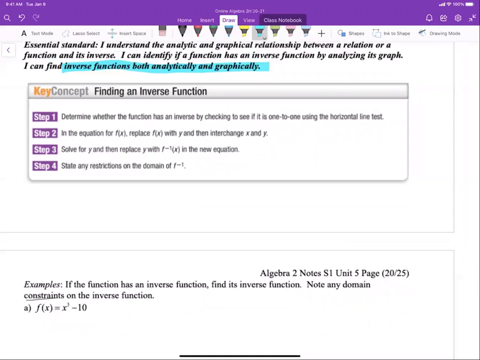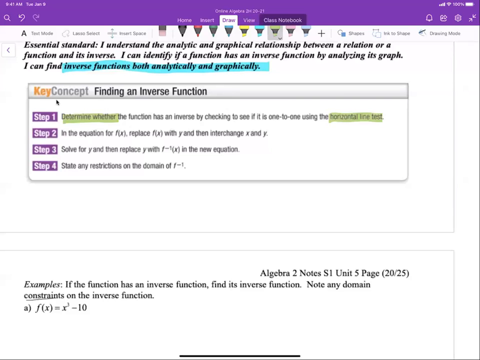Here are the 4 steps. You need to memorize this, okay? The first thing we need to do is determine whether or not the function has an inverse function by checking the horizontal line test. And how do we do that? We draw a graph of it and we look to see if there is more than one location that the horizontal line crosses. If there is, then it will not have an inverse function.